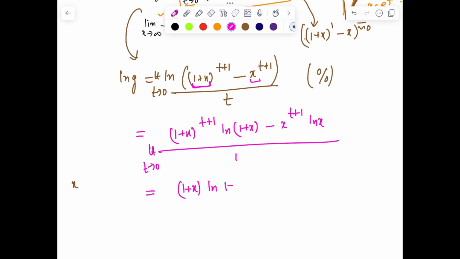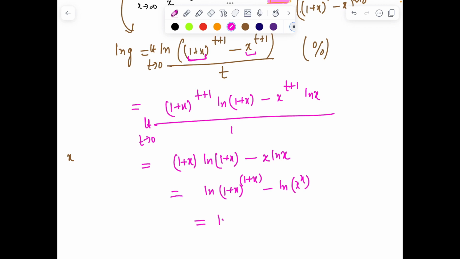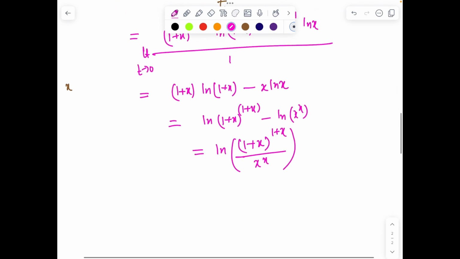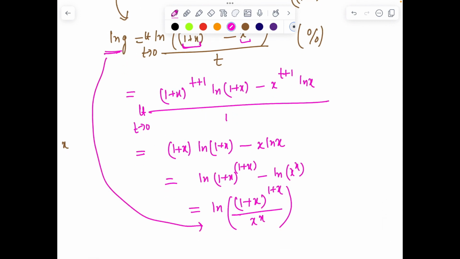So 1 plus x ln 1 plus x minus x ln x. This quantity can be written as ln (1 plus x) to the power 1 plus x minus ln x to the power x, which further, with the property of logarithm, is (1 plus x) to the power 1 plus x by x to the power x. Now you can still write this in many ways. So finally we have ln g as this.